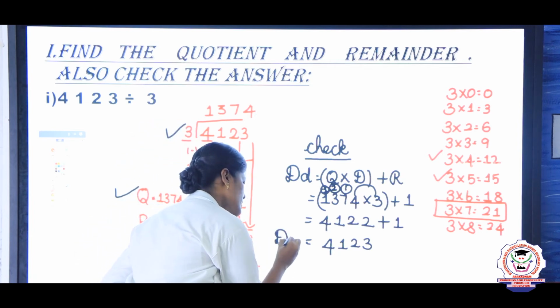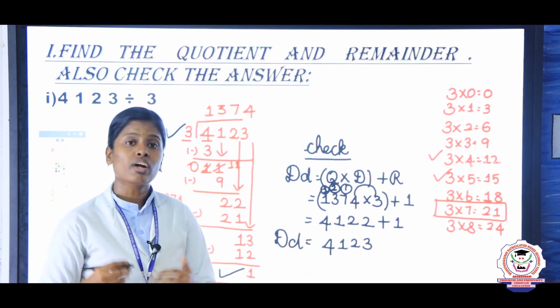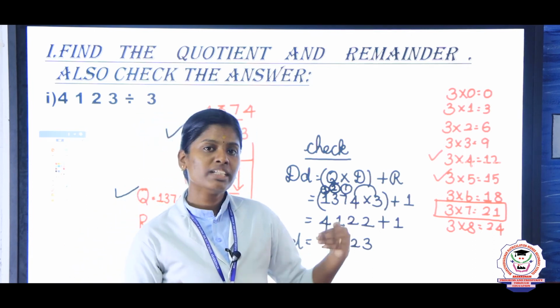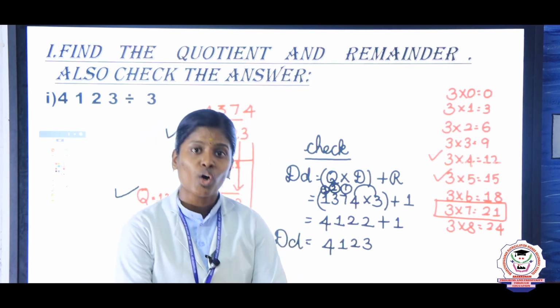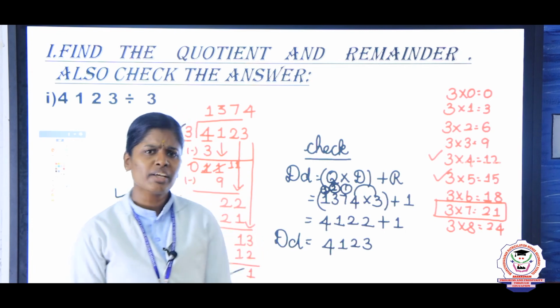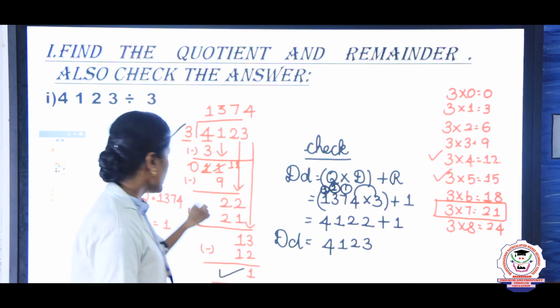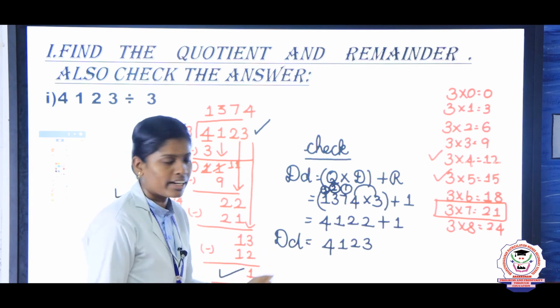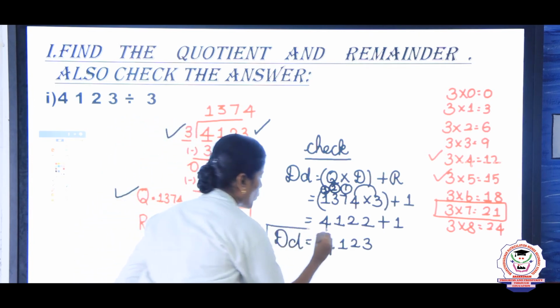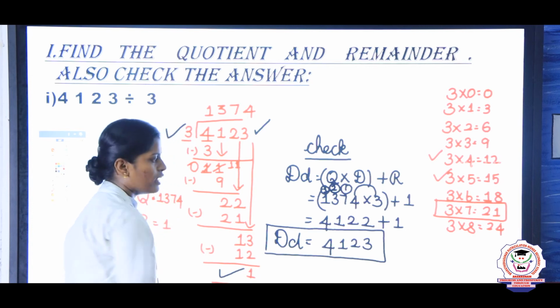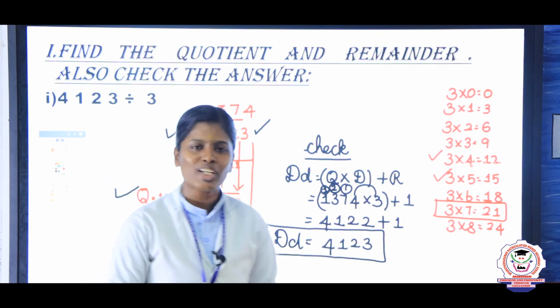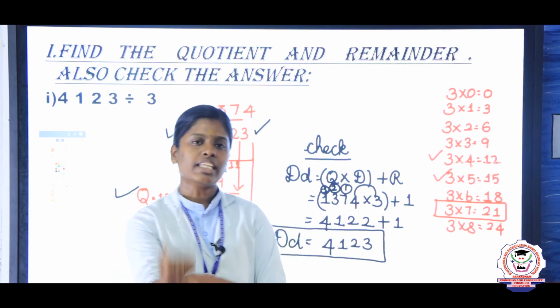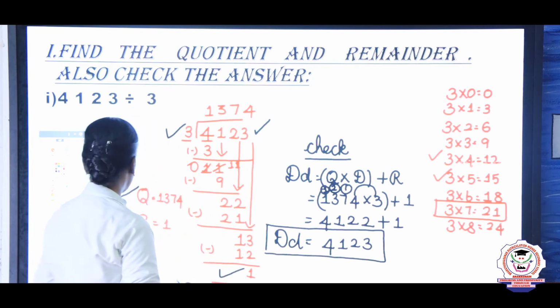4123. That is dividend. You all know what is dividend. The number to be divided is called the dividend, or else the greater number is called the dividend. Now listen children, here the greater number value is 4123. So here too we got 4123. So our checking division is correct. Next we will see the another example. Listen here.